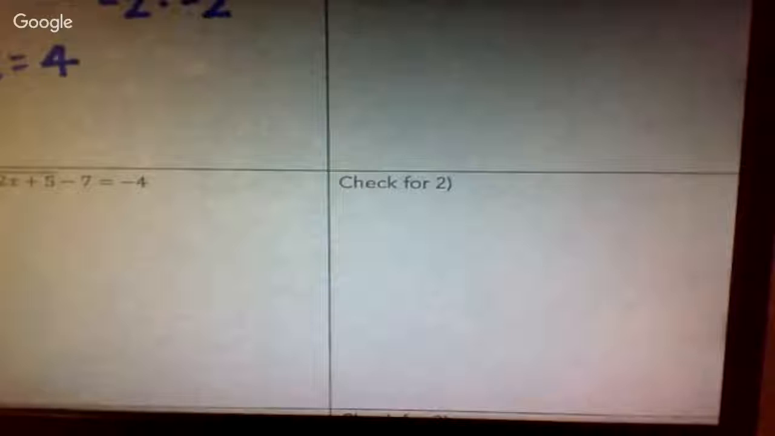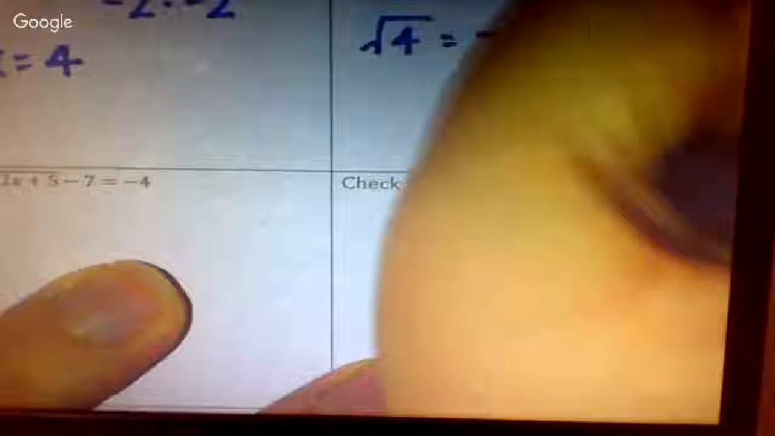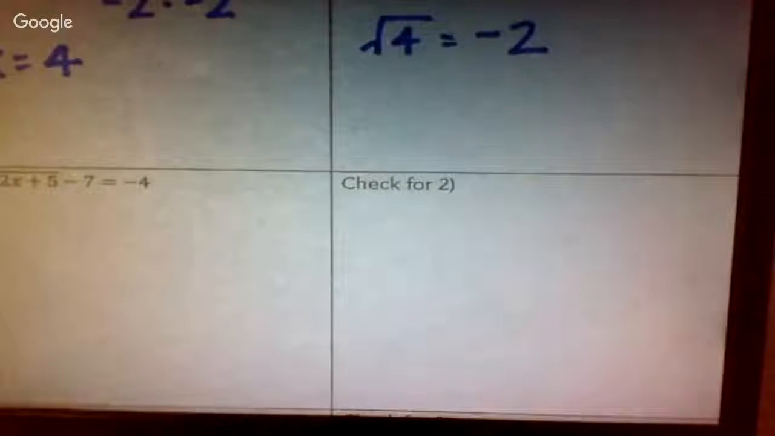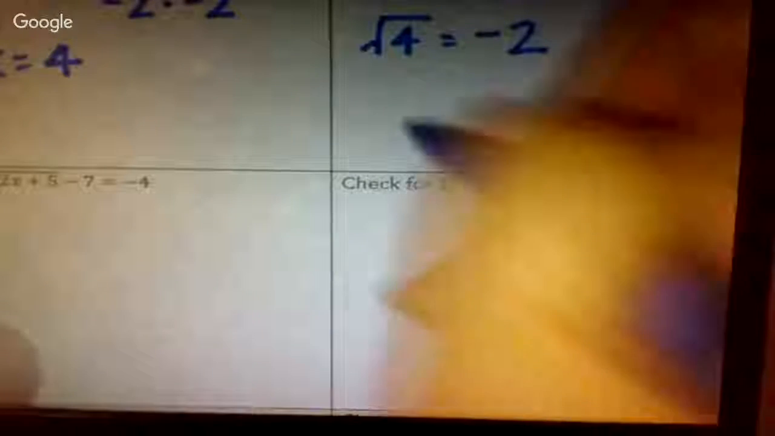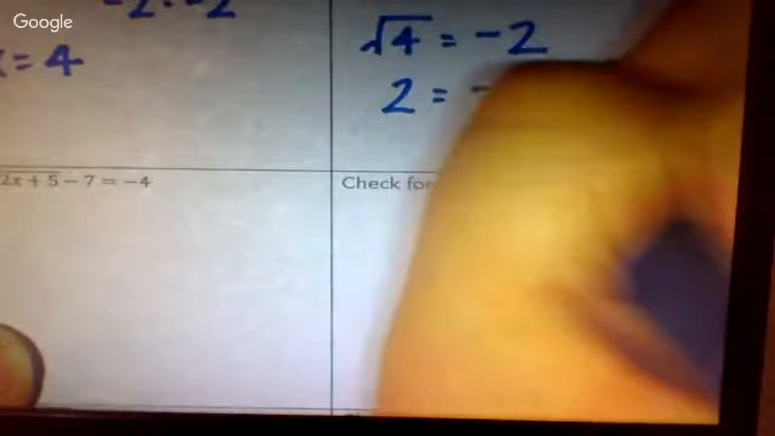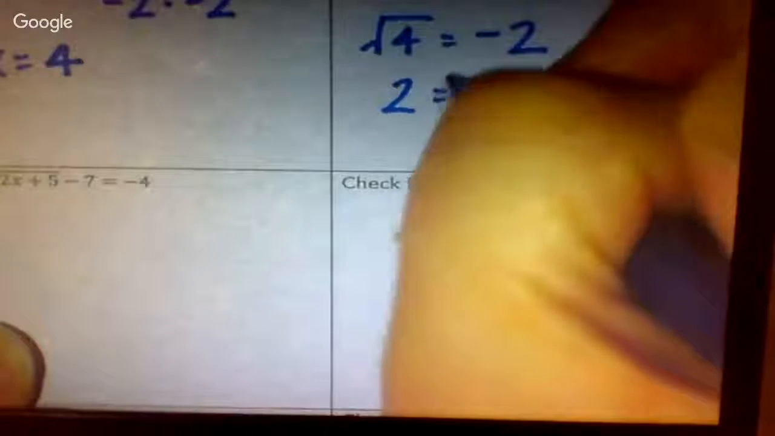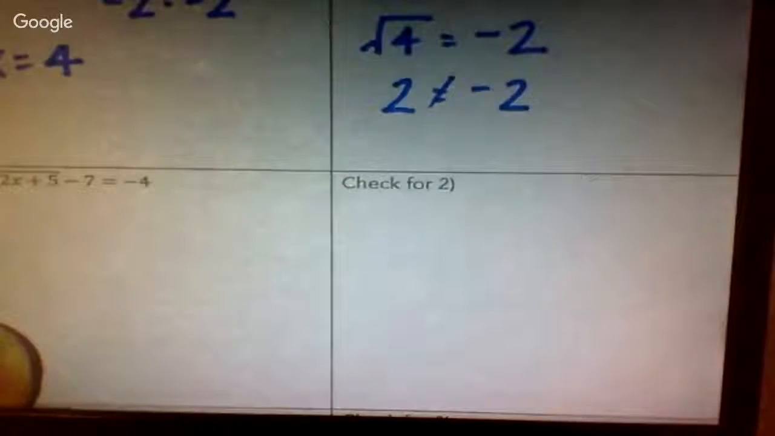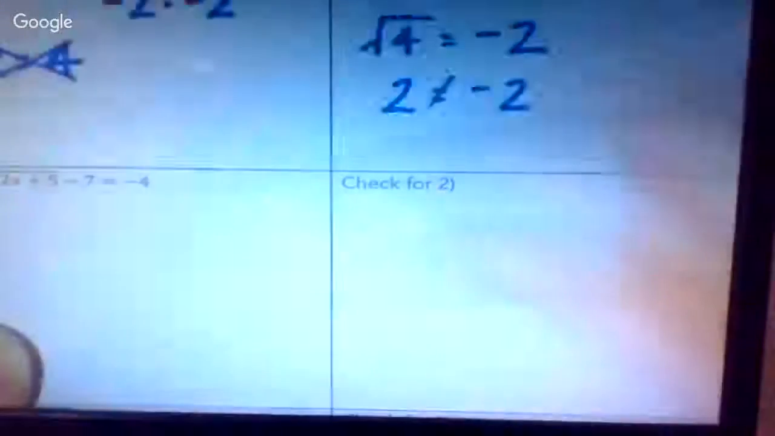Okay, so now we need to check it. We're going to plug this in. The square root of 4 equals -2. Well, what's the square root of 4? 2. Does 2 equal -2? No. So this solution does not work.